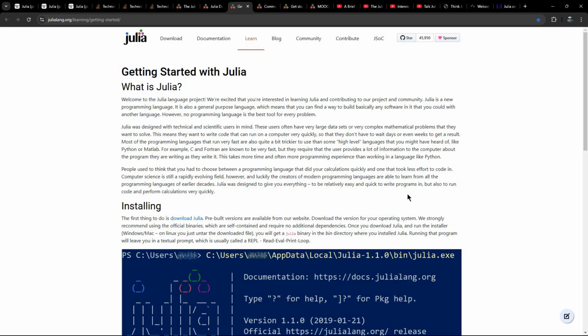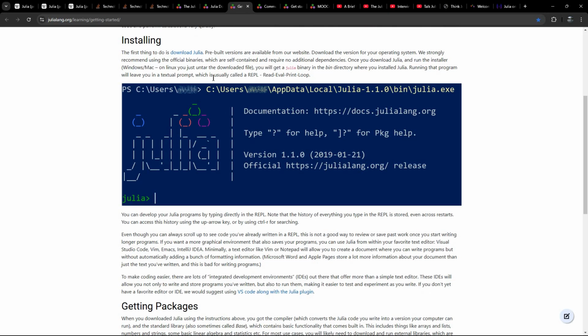Getting started, so that's always very useful. So I'll include a link to that, how you install it. Yeah, download, install it.